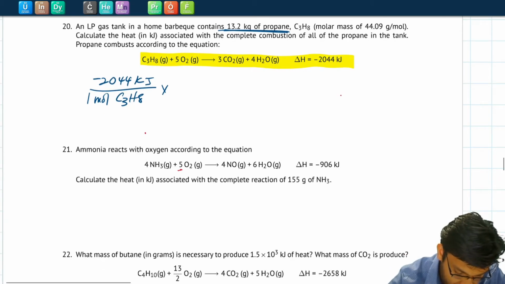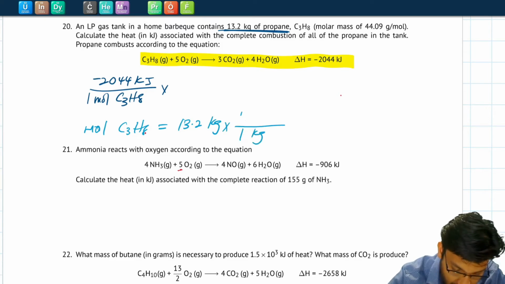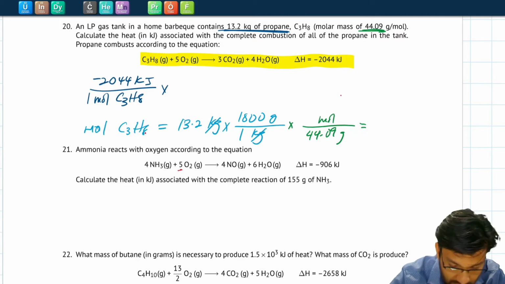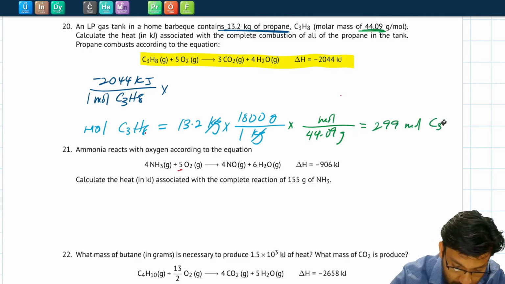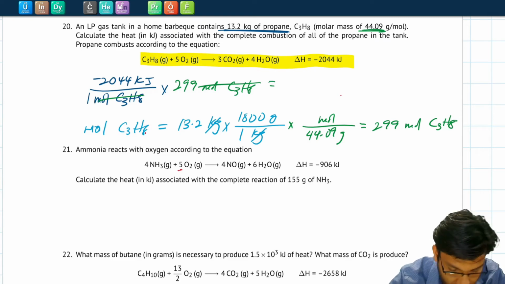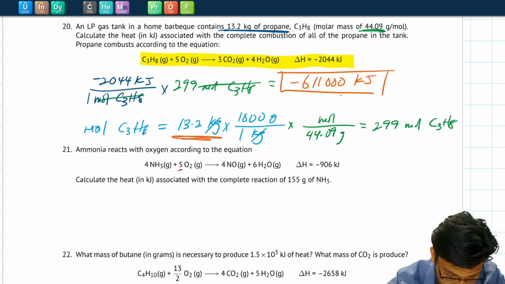So to figure out how many moles of propane that we have, let's do that. We start with the mass, 13.2 kilograms, but we need to convert to grams before we can convert to the number of moles. So let's do that. And then we will divide by the molar mass. In this case, they already give it to us, so we don't have to calculate it. Grams per mole. And so that will give us 299 moles of propane. So if we multiply this by 299 moles of propane, we will get an answer of minus 611,000 kilojoules. So this is the amount of energy that we produced when we burned 299 moles of propane, which is what we got from the mass.